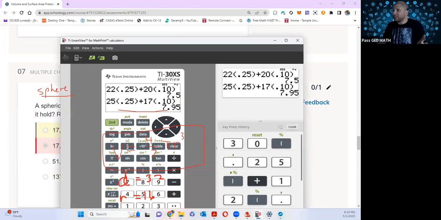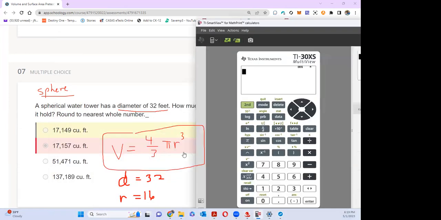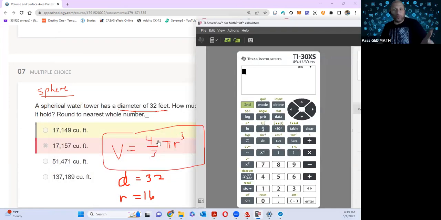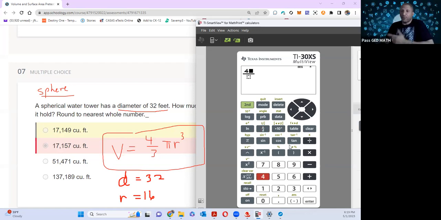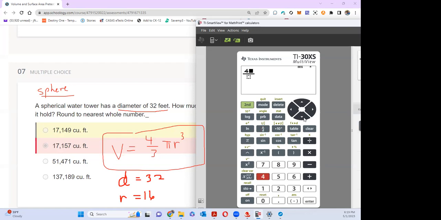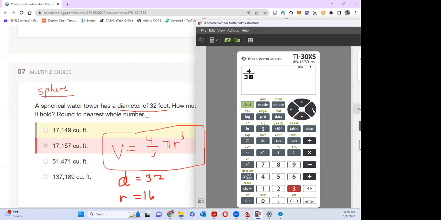I wouldn't waste time. If you know how to use this calculator and you know the formula, how am I going to write 4/3 on this calculator? You go to the fraction button. I'm going to put my 4 as the numerator. How do I move down to my denominator? Hit the down arrow, so that's 4/3. How do I get out of my fraction? You push the arrow to the right and you come out of that.